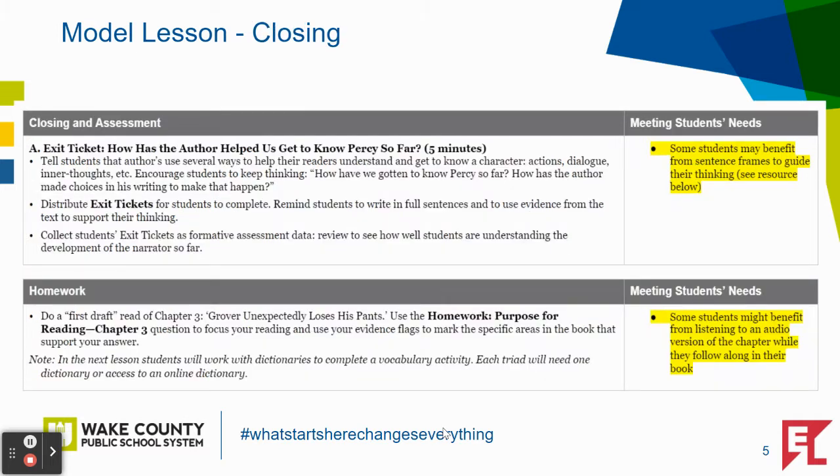The lesson closes with an exit ticket, which asks students to answer the question, how has the author helped us get to know Percy so far? Students are asked to write in complete sentences and to use evidence from the text to support their thinking. This exit ticket lends itself to the scaffold of providing sentence frames for students who may need additional support completing this task.